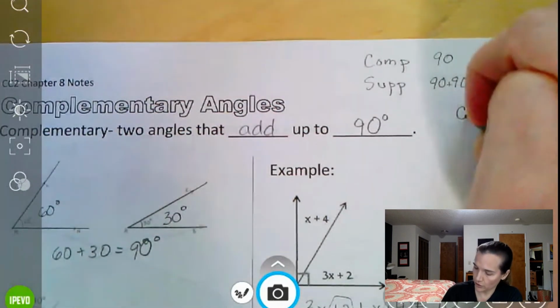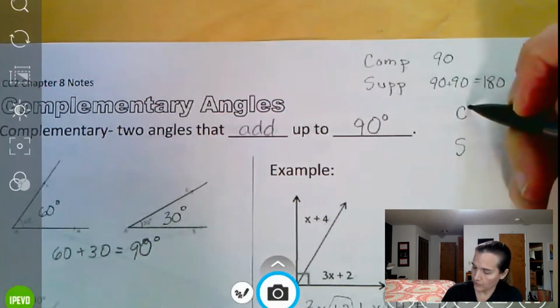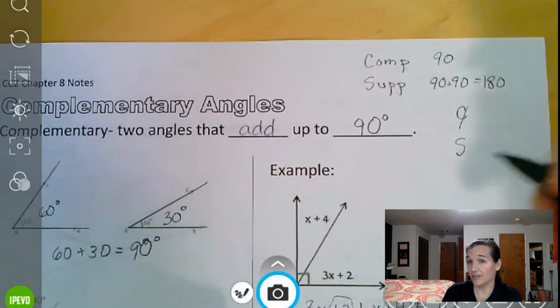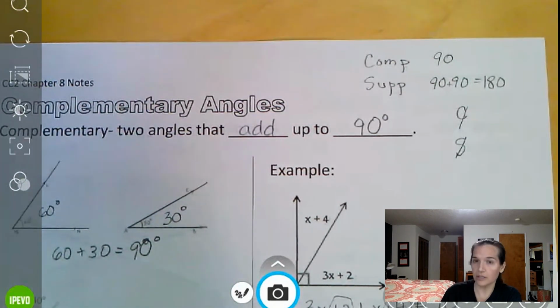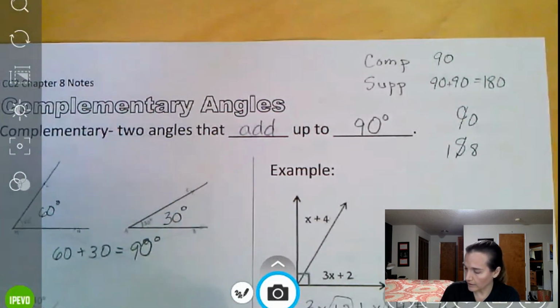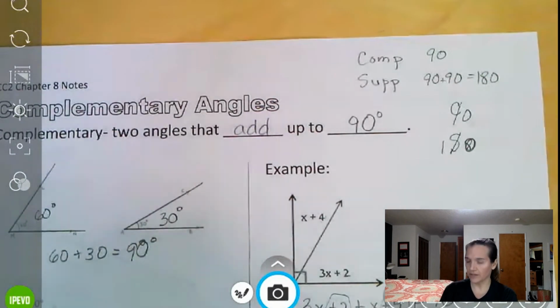Another student once showed me this one as well. If you add a slash sideways, complementary, or the letter C turns into a 9. If you add a slash on the supplementary, the S, you get an 8 for 90 and 180. So, whoa, that's a 0. So those are some of the ways to help you remember the difference between complementary and supplementary.